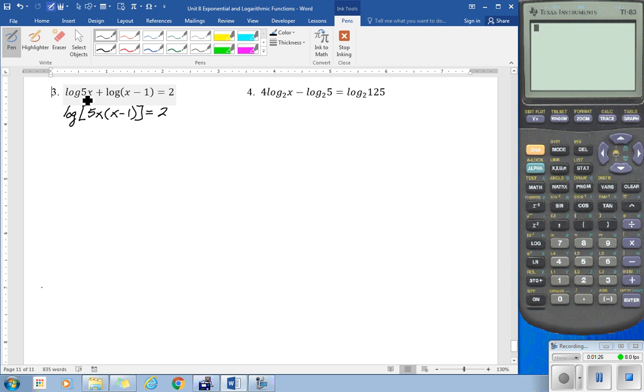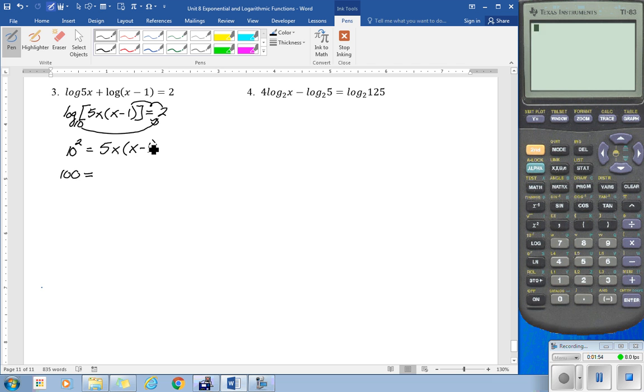So this is the common log, which remember means this is base 10. So we're going to be able to rewrite this as 10 to the second power is equal to whatever's inside there. So this is going to be equal to 5x times x minus 1. Okay, and then we can start simplifying. Well, 10 squared is 100. Again, our goal is to get x by itself, or get 1x to the first power all by itself.